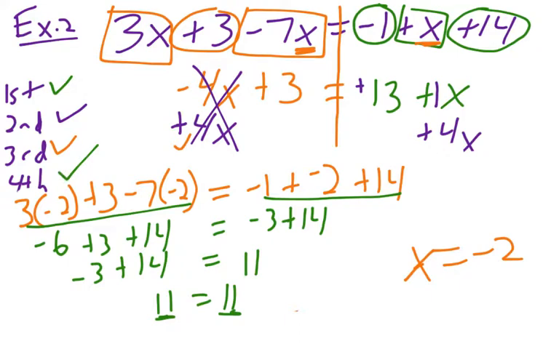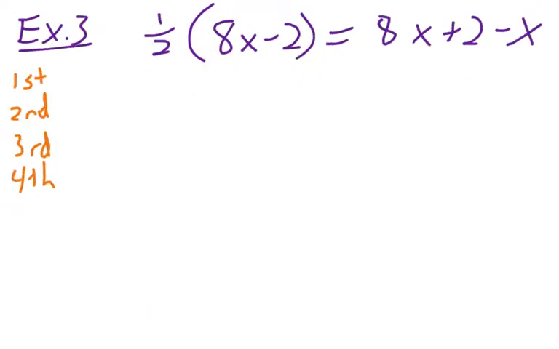Alright, we're going to do one more example with distributive property. Alright, take a second and copy down example 3. 1/2 parentheses 8x minus 2 equals 8x plus 2 minus x.